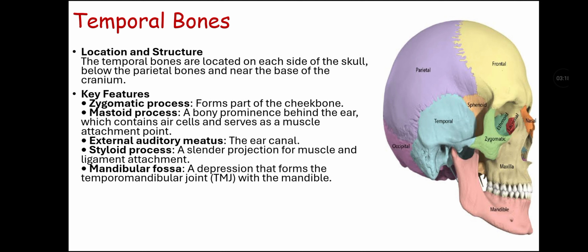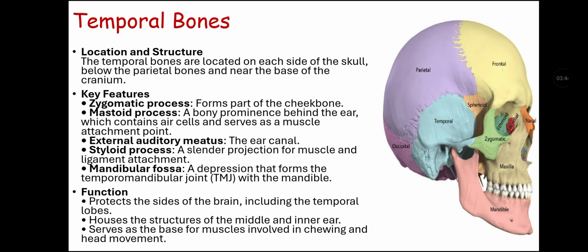Next is styloid process, that is a slender projection for muscle and ligament attachment. Next feature is mandibular fossa, that is a depression that forms the temporomandibular joint with the mandible. As you can see, the place where the temporal bone and the mandible are joining, there is the fossa that helps in making the temporomandibular joint, that is called mandibular fossa in the temporal bone.